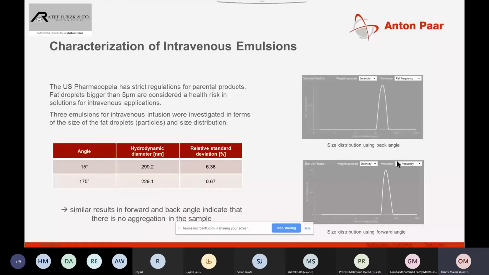So what we have done is measure an intravenous emulsion, which is also an injectable that we use for injections. You can see over here we have tested one intravenous emulsion, and you can see the particle hydrodynamic diameter is somewhere around 299 nanometers as well as 229 nanometers, which is an acceptable value of particle size when we talk about different injectable materials.